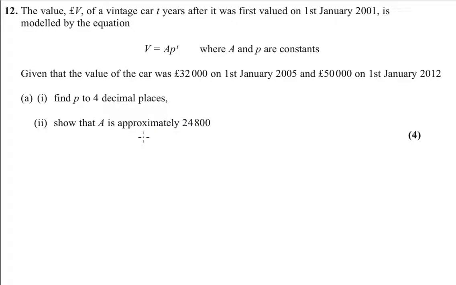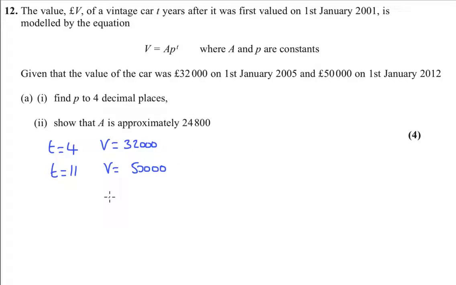Okay, question 12 is an exponential question. We've got this exponential function here, and the first part of the question wants us to work out what p is equal to. We know that t is the number of years after January 2001. So January 2004 will be when t equals 4. So when t equals 4, we know that the value is 32,000. We also know that in 2012, so when t is 11, the value is 50,000.